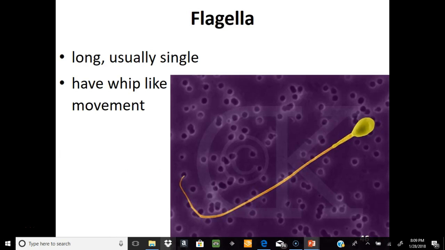And then we have flagella. Flagella are long, hair-like structures. Typically, you see flagella as single, whereas in bacteria, they can be multiflagellated. These move cells along distances. Like this is a sperm, so the sperm would move through the vagina, cervix, the entire uterus, all the way into the fallopian tube to try and get to the egg where it could fertilize the egg. That would be an example of flagella working.